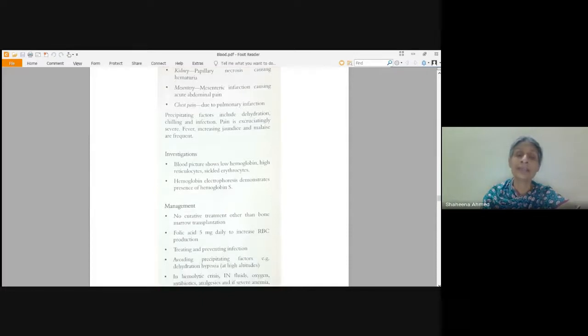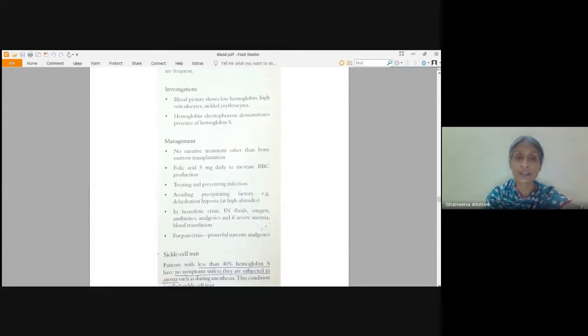So, in all these cases, what we are seeing is that sickle cell anemia is not only causing anemia, its affinity to adhere to the endothelial lining of the blood vessel is also causing blockage of these blood vessels, and depending on which blood vessel is blocked, it is causing infarction of that particular site.